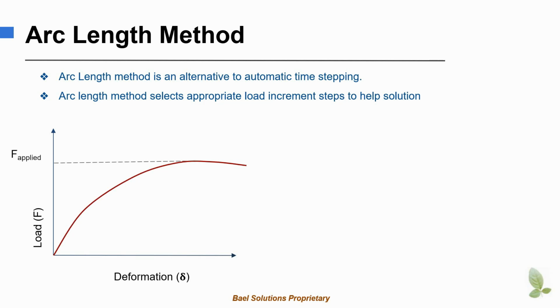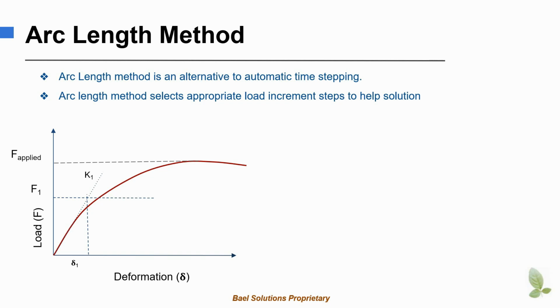Let F applied be the total load applied on the structure. Let F1 be a part of the load applied in the first substep. Let K1 be the initial stiffness of the structure. Let delta 1 be the initial deformation in the structure, assuming applied load F1 and the initial stiffness K1.